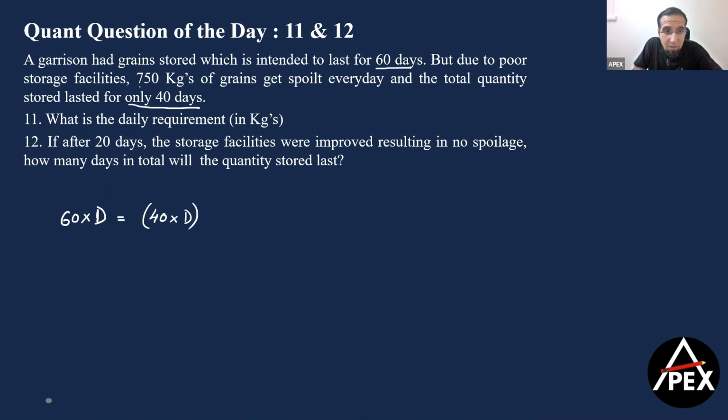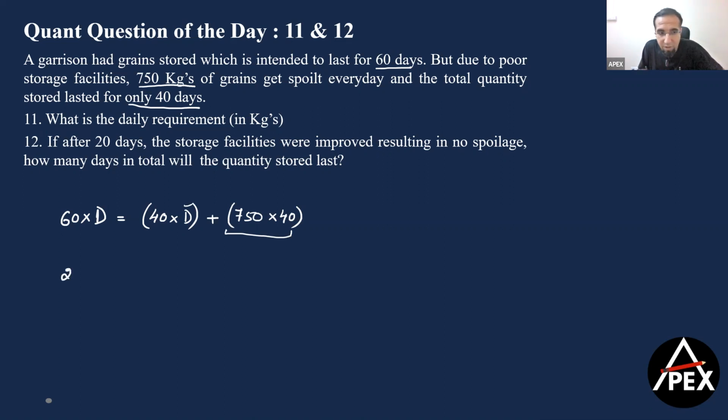The remaining is nothing but what was lost: every day 750 kgs were lost. Clear? Every day 750 kgs were lost. And can I say which was nothing but for 40 days? So if each day 750 was lost from the total ration, that means for 40 days I lose 750 into 40. Right? Apart from that, every day we have been also eating d kgs of grain, and that has been continuing for 40 days. So therefore, 40 into d plus 750 into 40 becomes the total ration, which is equal to 60 days of requirement.